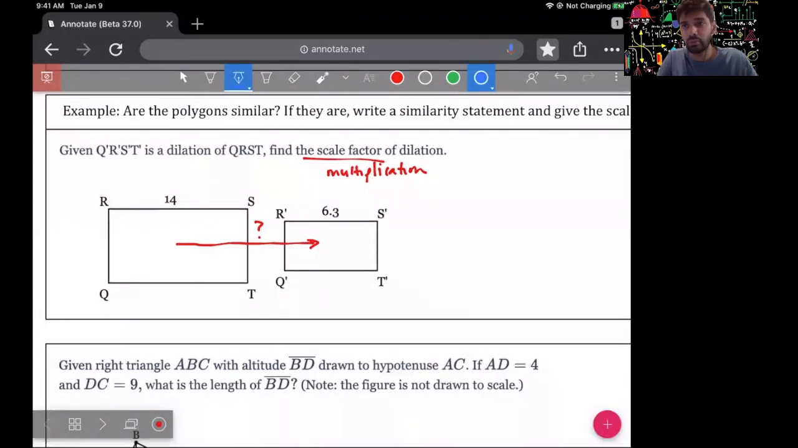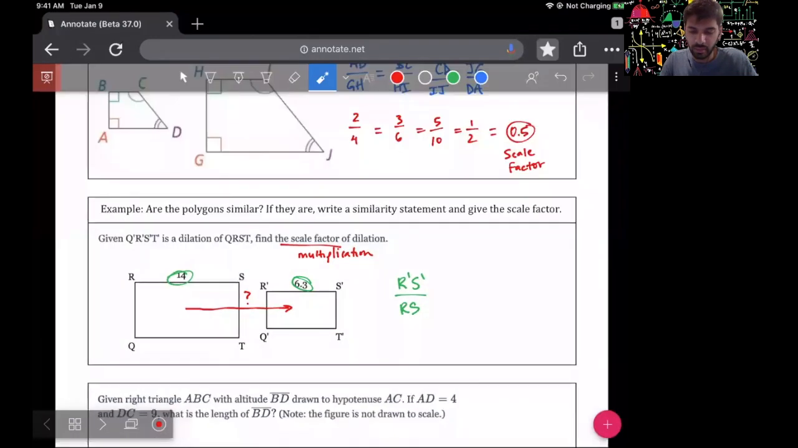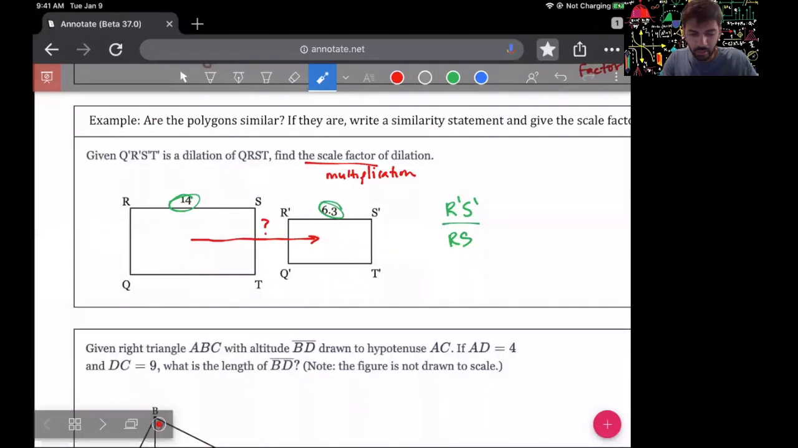So the general rule here that you can use to figure this out is whatever side is given to you. So we have 6.3 and 14. If I'm getting from RS to R prime S prime, if I'm going in this direction, then I'm going to put R prime S prime in the numerator, and I'm going to put RS in the denominator. Just like at the top here, we set up these fractions. I'm going to set up a fraction here. So I'm going to put 6.3 in the numerator and 14 in the denominator.